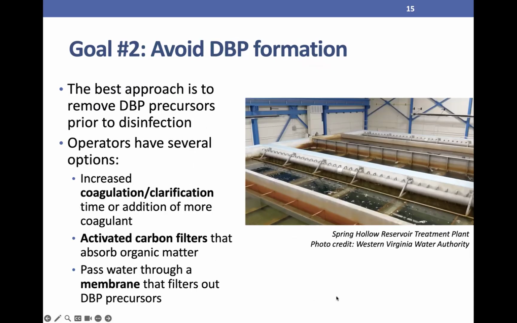The second goal for operators, in addition to ensuring disinfection, is to avoid DBP formation. The best approach to avoiding DBP formation is to remove DBP precursors prior to disinfection. To do this, operators have several options. They can increase the coagulation and clarification time or add more coagulant. They can activate carbon filters that absorb organic matter or pass water through a membrane that filters out DBP precursors.